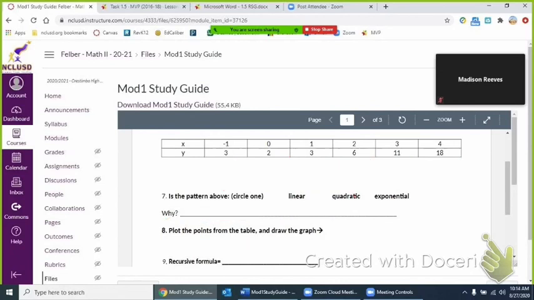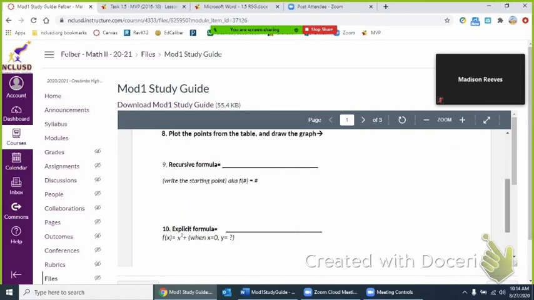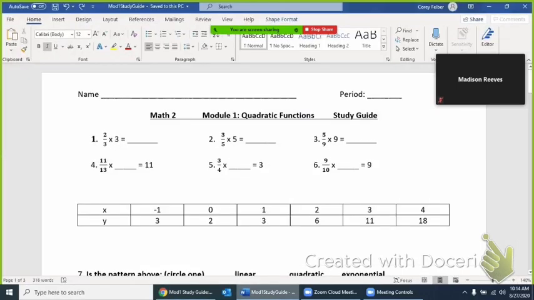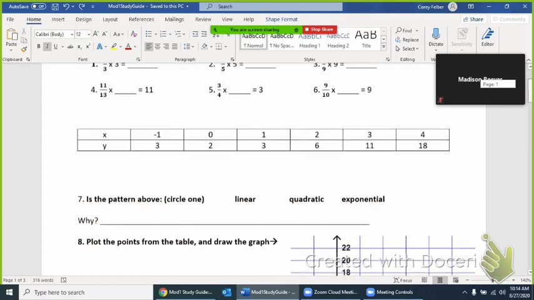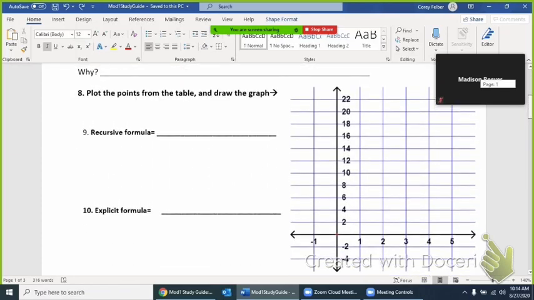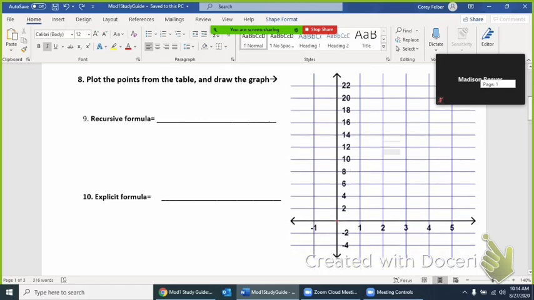Okay, it's not showing up right now because of the way that I have to do this. But if you look on your test, this is what your graph's going to look like. So you're going to have a grid. It's going to be labeled for you. Okay, and you just literally have to go plot all those points.